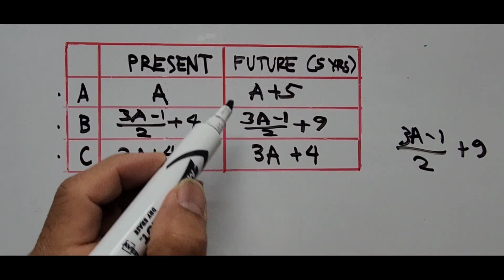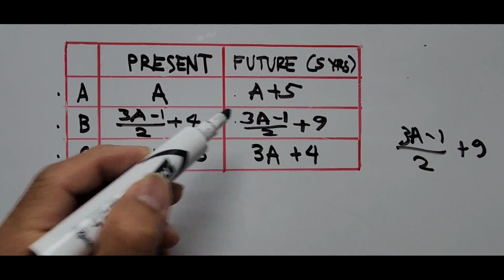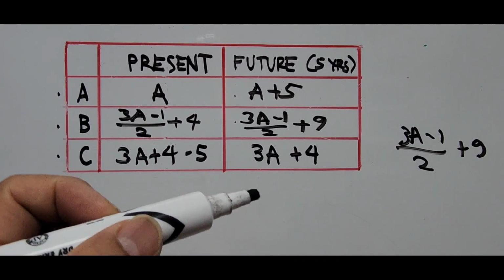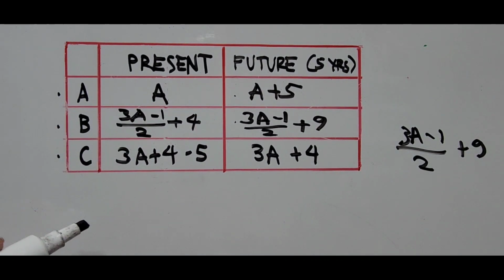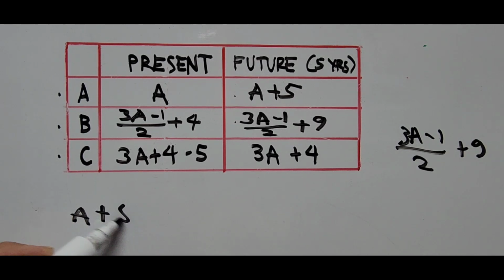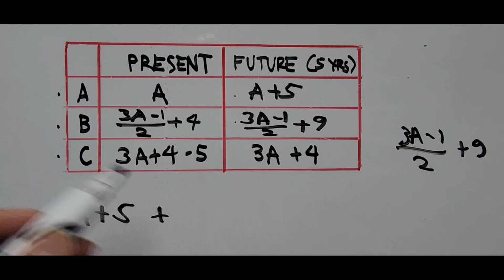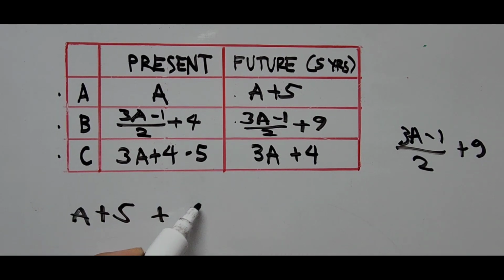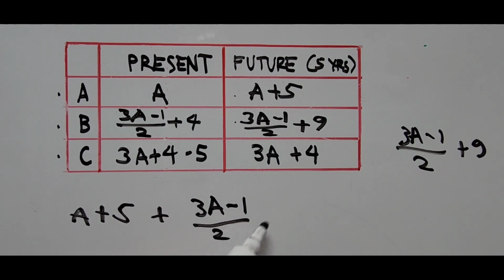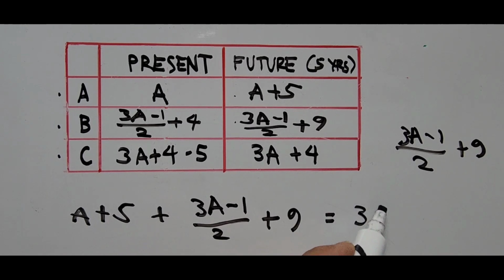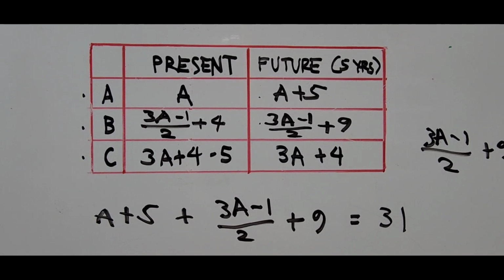So in here, the sum of A's and B's ages in 5 years will be 31. So we have here an equation. A plus 5, that's A's age in 5 years, plus B's age in 5 years, which will be 3A minus 1 divided by 2 plus 9. And the sum of these two ages is 31. So now we can solve their ages.